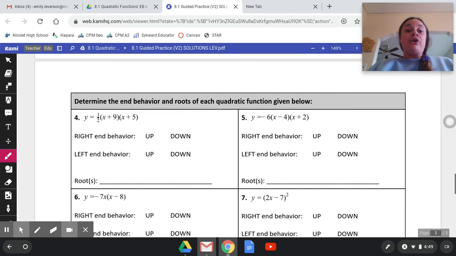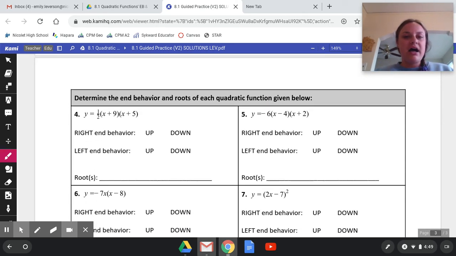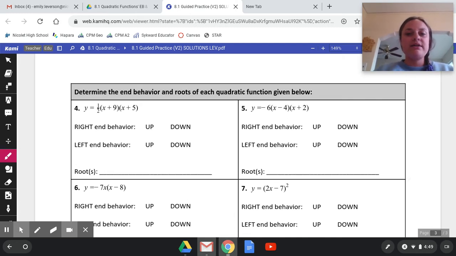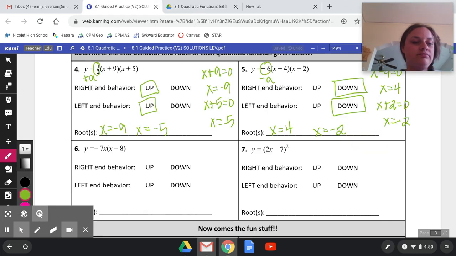All right? So what I want you guys to do right now is try 4 and 5 on your own. Just identify the end behavior and the roots without actually looking at a graph. So pause and try it on your own.